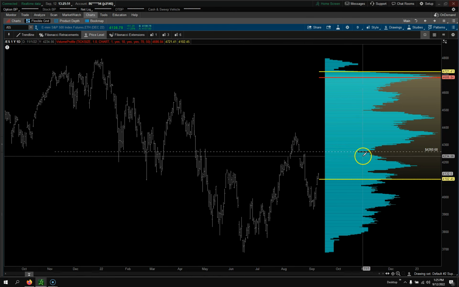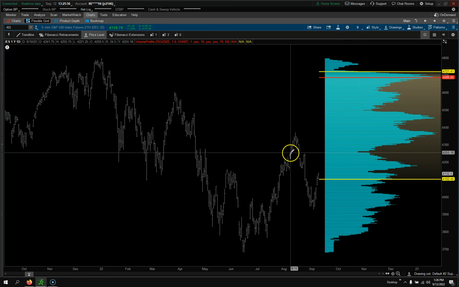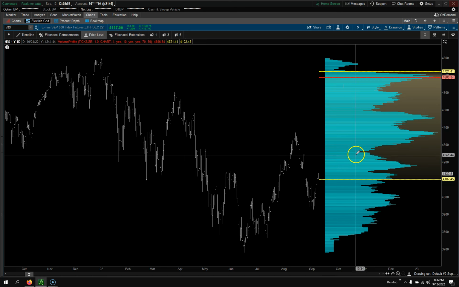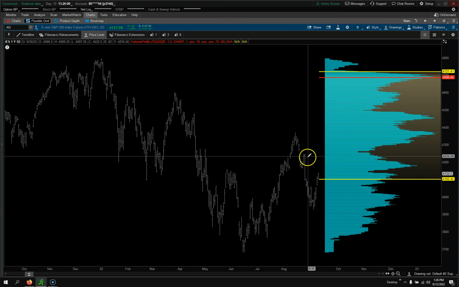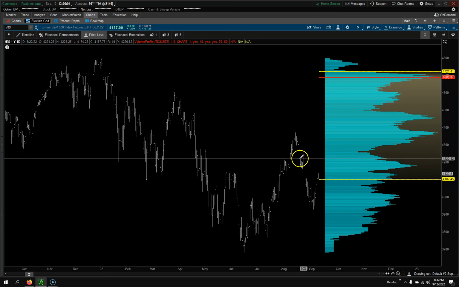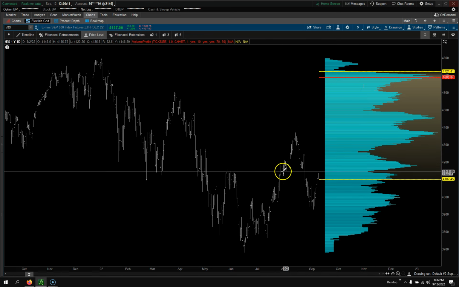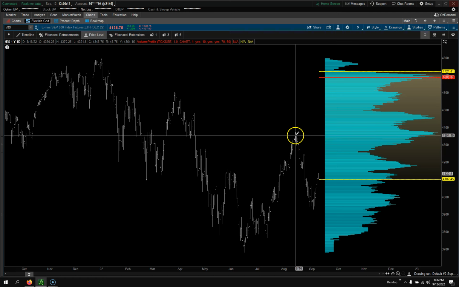And so what happens is these low volume nodes will do one of two things normally, right? Price will rally to it, okay, and reverse, or it'll blow right through. And in this case, okay, we could see on the way up, it rallied and it just blew right through.